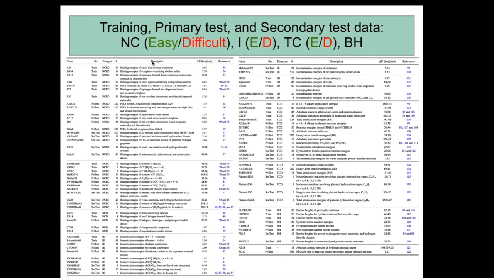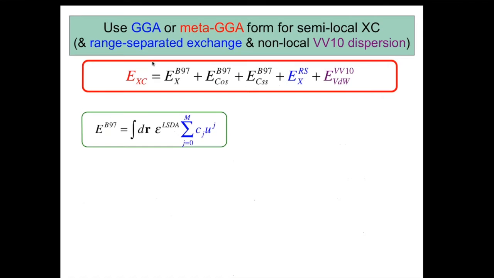We never train on difficult problems because in that way, at best, one could get the right answer for the wrong reason. If you train on a problem that has strong self-interaction effects, but you don't have a functional form that can really properly describe it, at best you get the right answer for the wrong reason. So we only test on difficult data. We never train on it. I is for isomerization energies, TC is for thermochemistry, and BH is for barrier heights. And so we have a lot of everything. This is the largest data set ever used to assess density functionals.